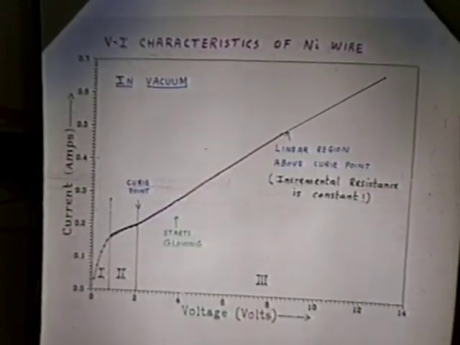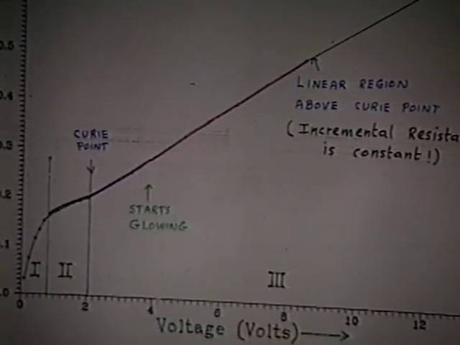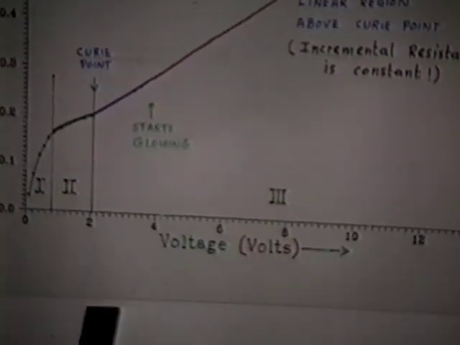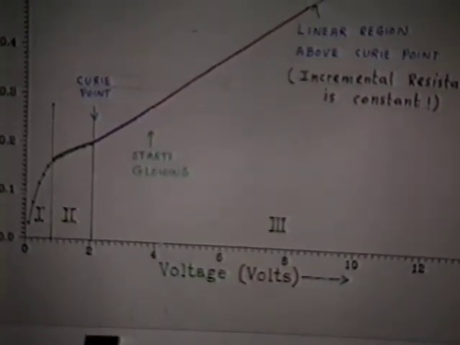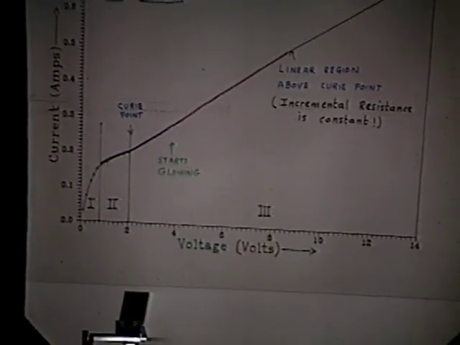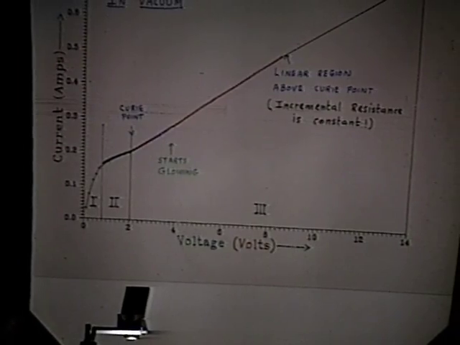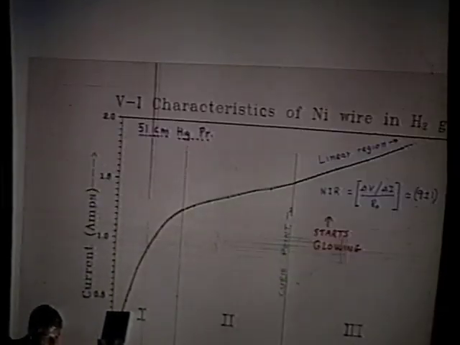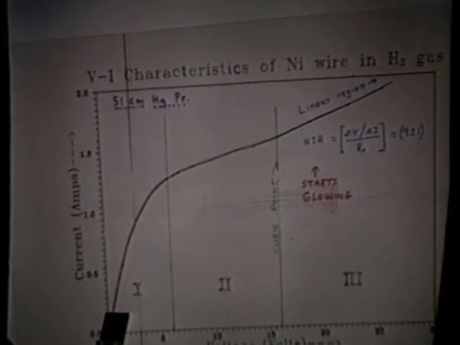This is the VI characteristics of nickel. Now, the only interesting thing here is I haven't come across such a thing. When we plotted the voltage versus current, we found a rather interesting behavior. Above the Curie point, this was absolutely straight. Normally people plot the resistance versus power in, but when you plot it as VI characteristics, this particular incremental resistance ratio turned out to be a remarkably constant thing above the Curie point. This was in vacuum. We find the same thing when it's filled with hydrogen gas, the same kind of behavior at 51 centimeter pressure.